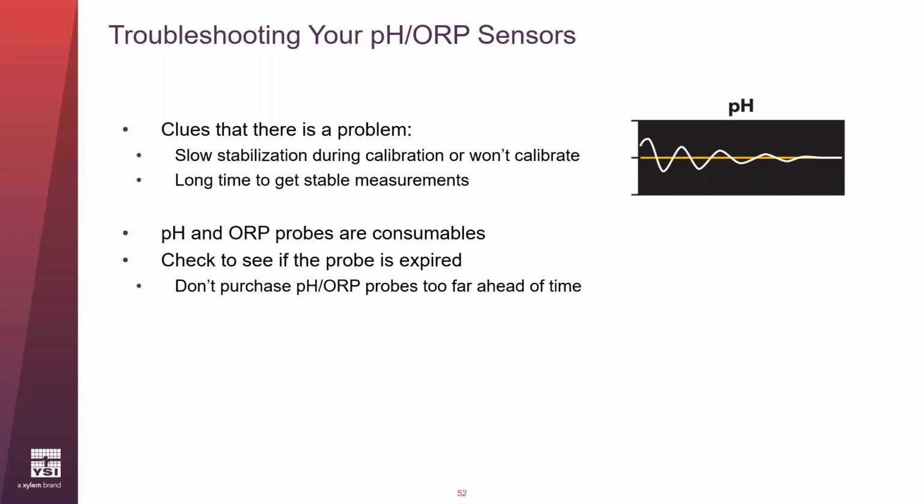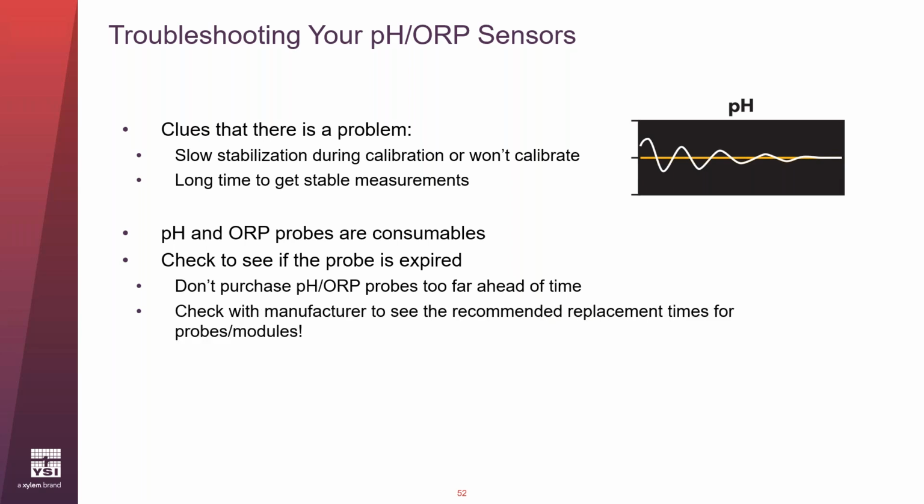For that reason, you don't want to purchase pH and ORP probes too far ahead of time. You want to check with the manufacturer to see what the recommended replacement times for your probes and modules are. You may want to have one as a backup. My recommendation, that's a good idea in case something goes wrong, but you don't want to buy, say, 5 years worth of pH probes all at once because they will degrade whether you are using them or not. So you want to buy them as close to the point where you think you're going to start using them as possible in general.